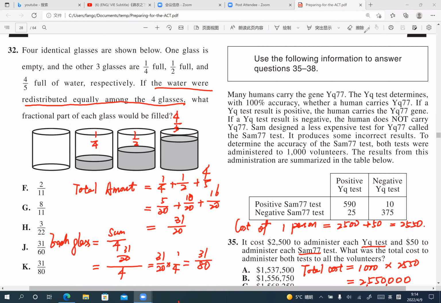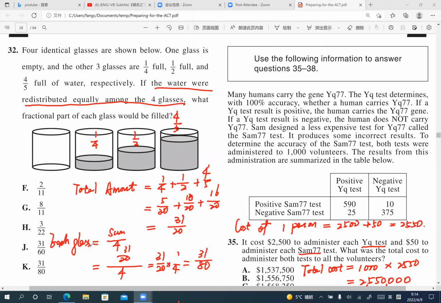So the total amount of water equals 1/4 plus 1/2 plus 4/5. Then we rewrite them with the common denominator, which is 20. So 5/20 plus 10/20 plus 16/20, which is 5 plus 10 plus 16 is 31/20.